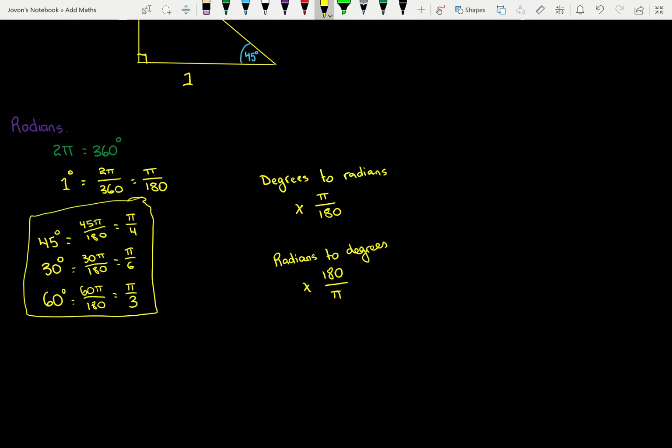A very, very common mistake is that people mix up the modes on the calculator. They forget to change the mode and they end up with the wrong answer. You will end up with the wrong answer if you are not in the correct mode. So just make sure when you're doing questions that you're in the correct mode, and always check before you start the question whether they're working in degrees or radians.